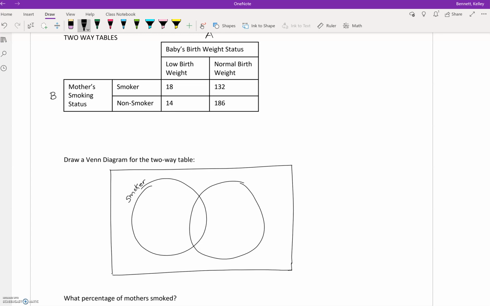And then for the second one, baby's birth weight status, let's let it be low birth weight. Even though we have low birth weight and normal birth weight, it's still one set. Everything inside of the circle is low birth weight. Therefore, everything outside the circle is normal birth weight. Just to be clear, if I'm here, this is a non-smoking mother and normal birth weight.